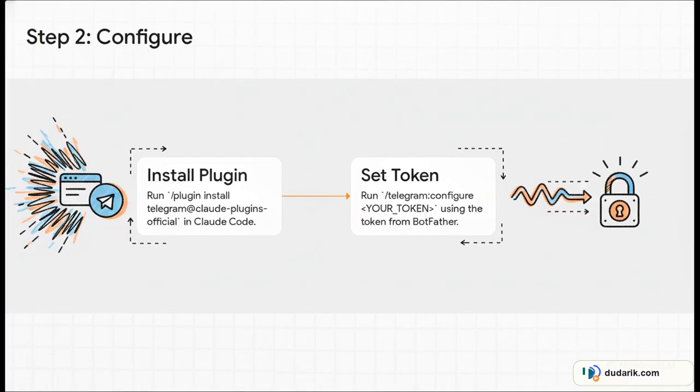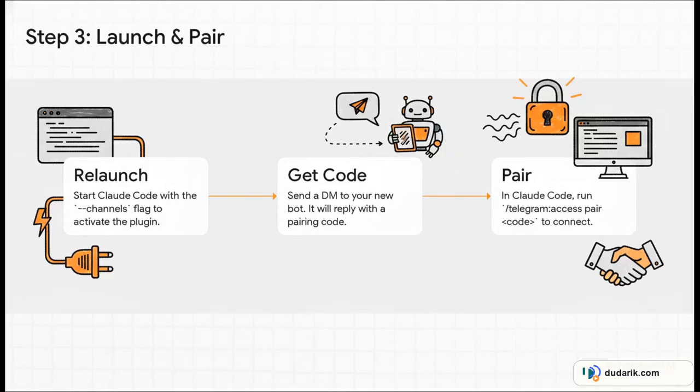First is /plugin install to grab the official Telegram plugin. Easy enough. Then you run /telegram configure and just paste in that API token from Botfather. That's it. It's now securely stored. Okay, last step to get everything connected.